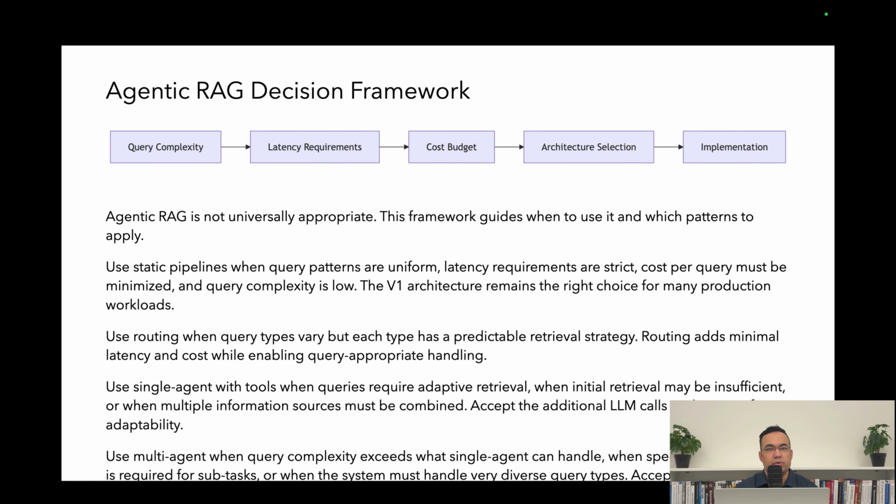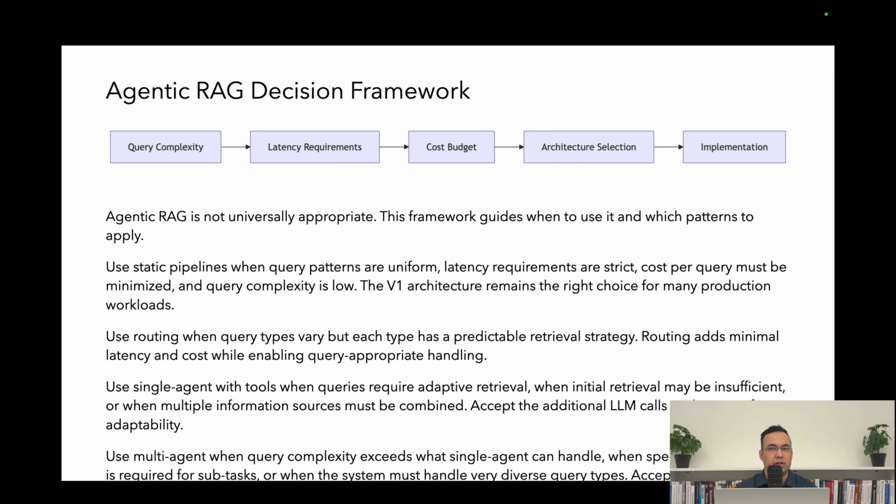Let's talk about when to use Agentic RAG versus simpler approaches. Use static pipelines when query patterns are uniform, latency requirements are strict, cost per query must be minimized, and query complexity is low. The V1 architecture remains the right choice for many production workloads. Use routing when query types vary, but each type has a predictable retrieval strategy. Routing adds minimal latency and cost while enabling query-appropriate handling. Use a single agent with tools when queries require adaptive retrieval, when initial retrieval may not be sufficient, and/or when multiple information sources must be combined. Use multi-agent when query complexity exceeds what a single agent can handle.